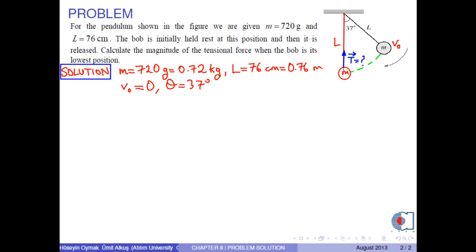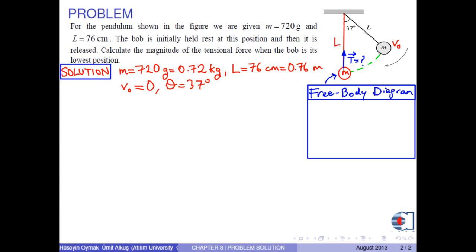Before solving the problem, let us draw the free body diagram of the bob when it is at its lowest position. We choose the appropriate coordinate axis. We represent the mass by a big dot. After that, we draw all the forces acting on the bob.